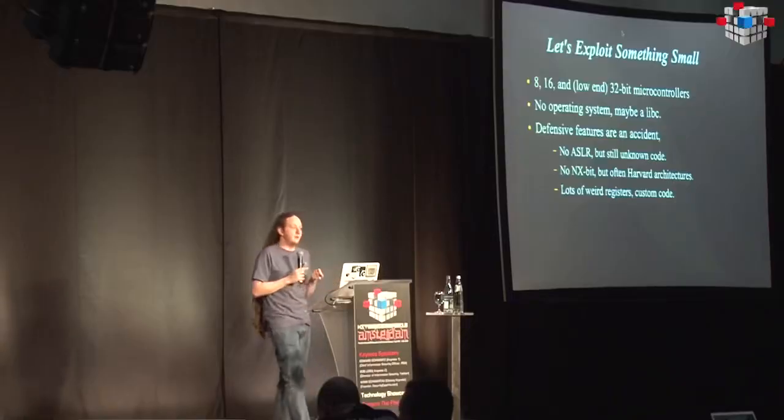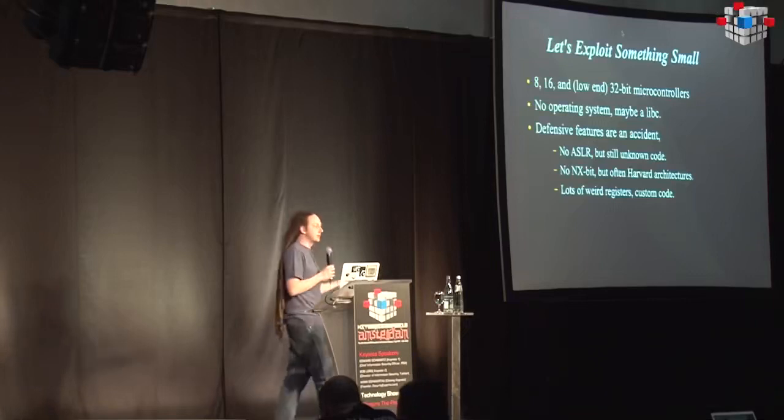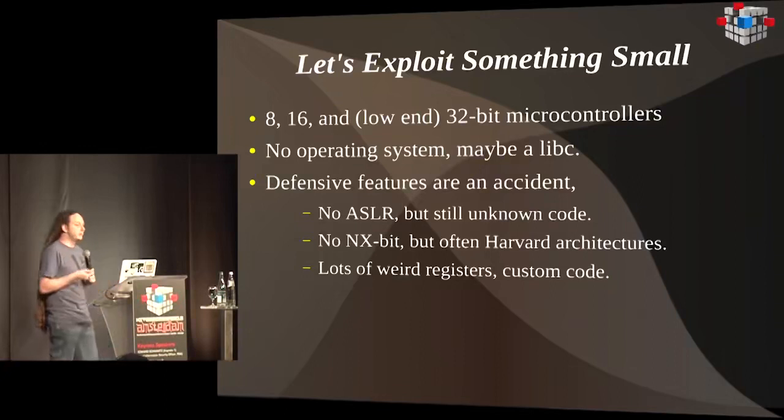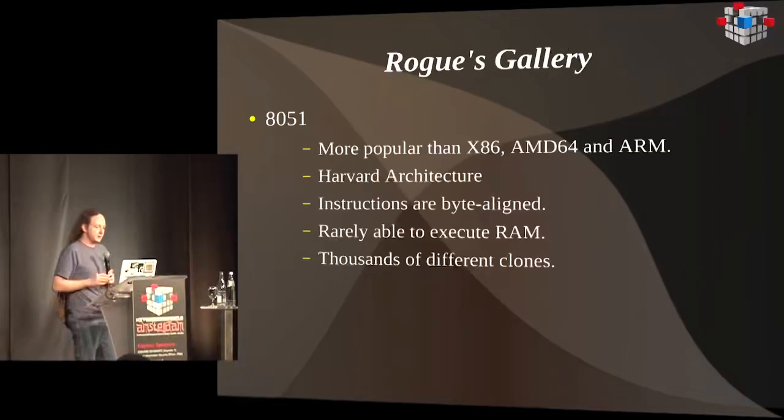Some of these architectures have, well, all of them have instructions for reading and writing RAM, but many of them do not have instructions for writing to code memory, because they just assume that it's going to be a permanent ROM. And so as they've been extended to support things like flash memory, that's all done in very strange and very device-specific ways. So there are lots of weird registers and custom code and architecture-specific techniques that you need to learn when reverse engineering these devices.